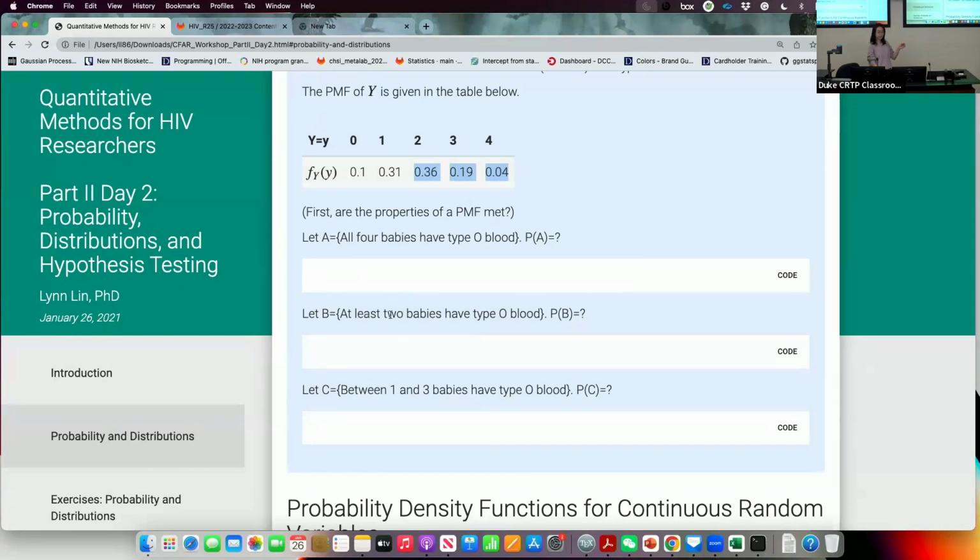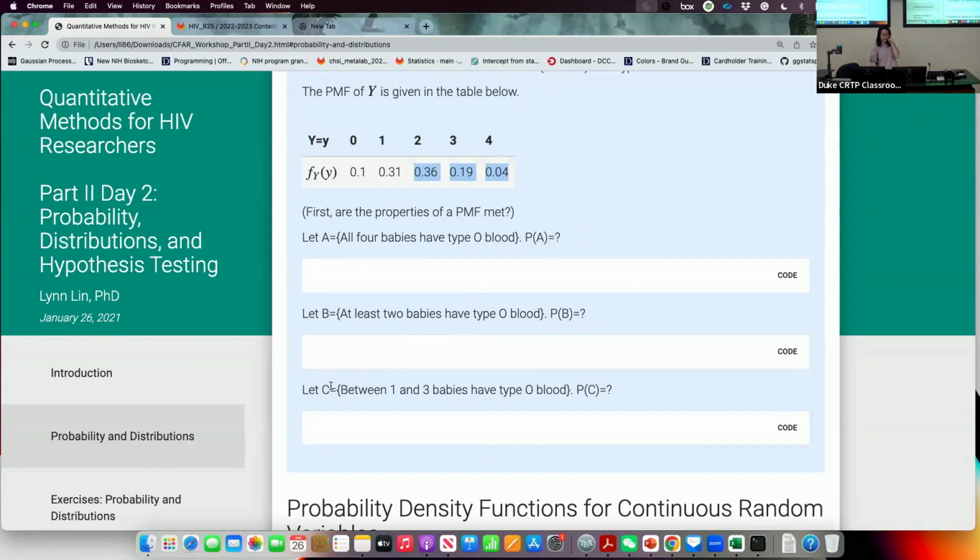At least 2 babies have type O blood means we look at the probability that 2 babies have type O blood, the probability that 3 babies have type O blood, and also the probability that 4 babies have type O blood. So basically, you sum probability Y equals 2, probability Y equals 3, and probability Y equals 4. After you sum all these numbers together, this is the probability that event B will happen.